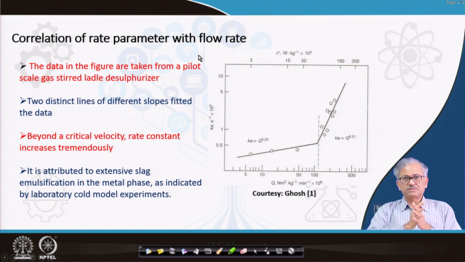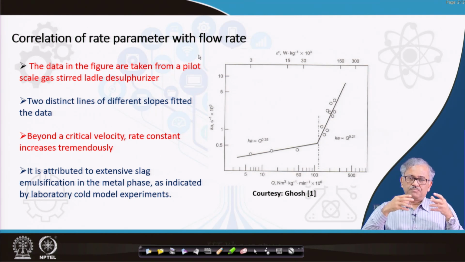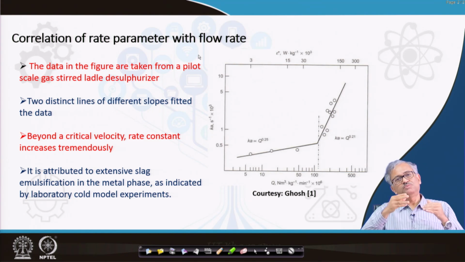In synthetic slag treatment, as I said, you have to use aluminum to deoxidize the bath and lime powder to make the slag basic, and aluminum to make the slag reducing. That is a very good condition for desulfurization. Thermodynamics is up to this. After that, you have to improve the kinetics. Unless you improve the kinetics, you cannot achieve a very low level of sulfur.